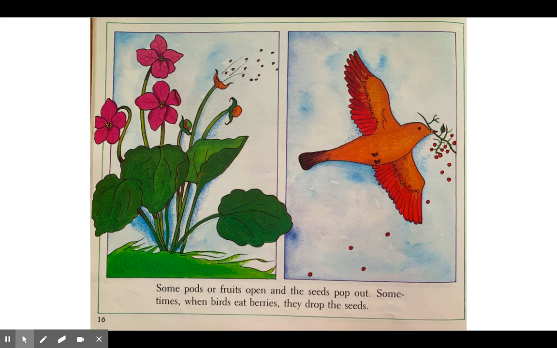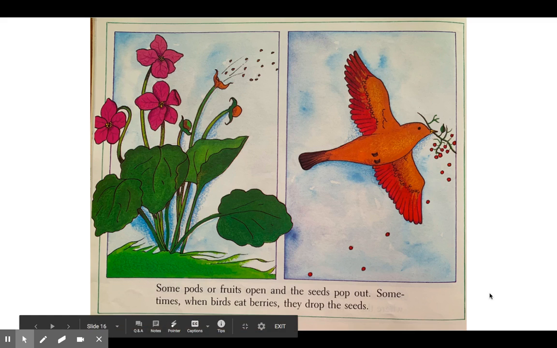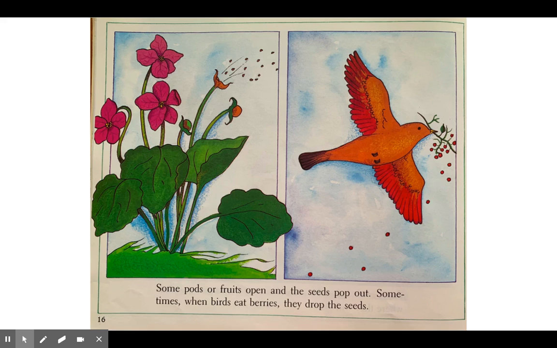Sometimes when birds eat berries, they drop the seeds. You can see here this bird is carrying a stick full of berries that are dropping. Sometimes also the birds will eat the berries and they'll drop the seeds by leaving their droppings, their poop, with the seeds in them, and that's how they'll get planted.